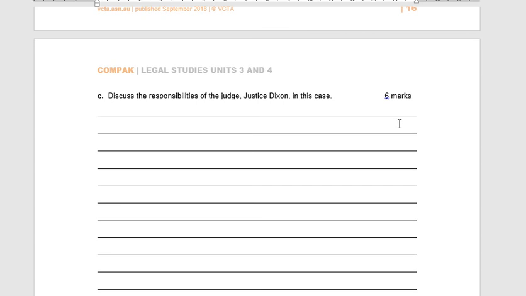Discuss the responsibilities of the judge, Justice Dixon, in this case. Okay, so what are the good things about his responsibilities? What are the limitations on his responsibilities? We know that if there's a jury, he needs to take care of jury matters, but his main role is to come to a decision on liability and to come to a decision on damages. So I need to talk about what the good things are there and then what the limitations are.